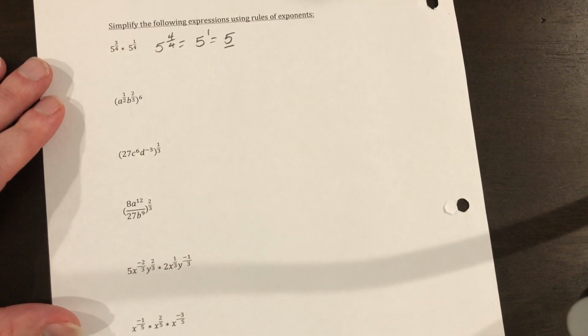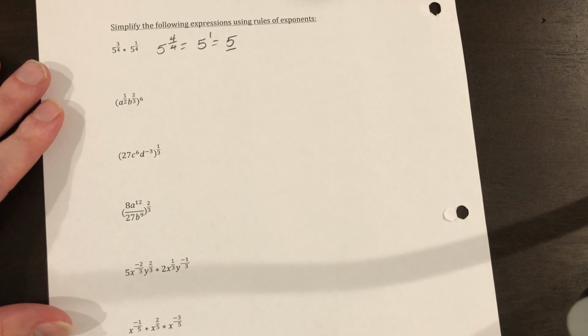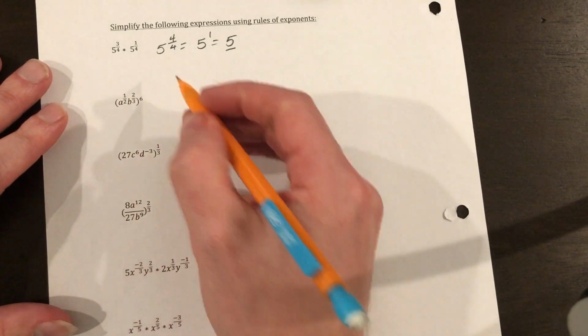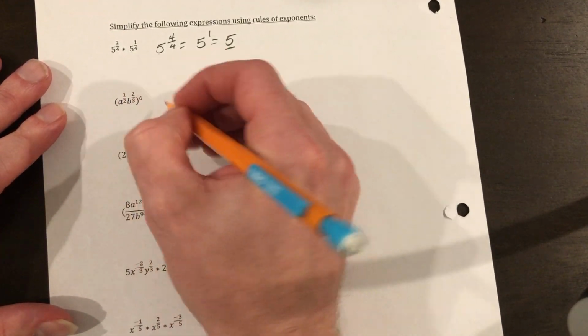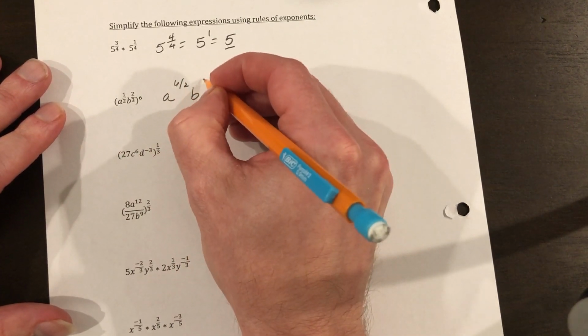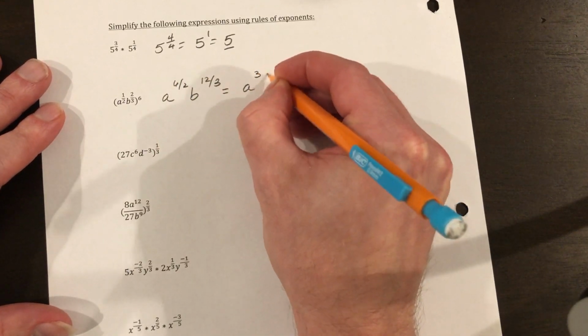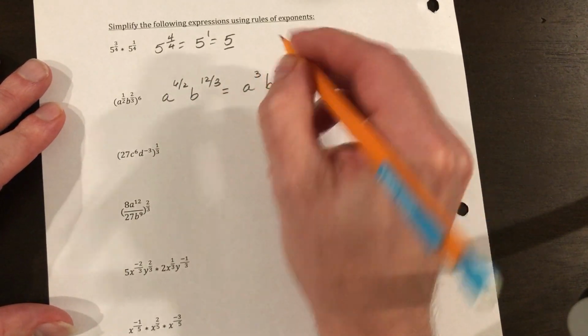Okay. Next one, a to the 1/2, b to the 2/3, and it's all raised to a 6th power. So this is what we call a power to a power. On a power to a power, we're going to multiply. So I'm going to distribute this 6 out to each term. So a to the 6/2, b to the 12/3. 6 over 2 is 3. 12 over 3 is 4.